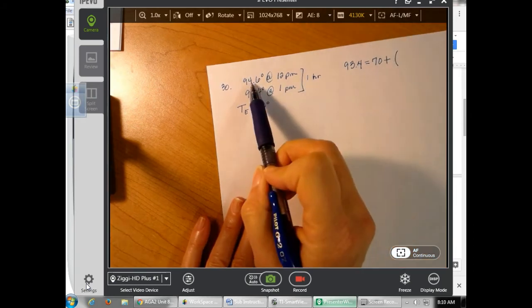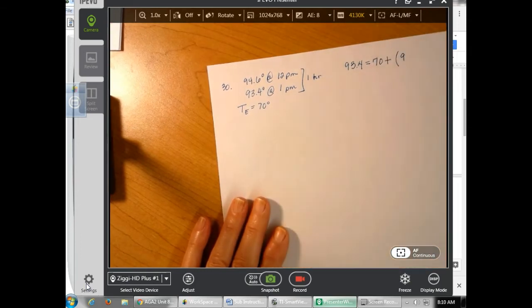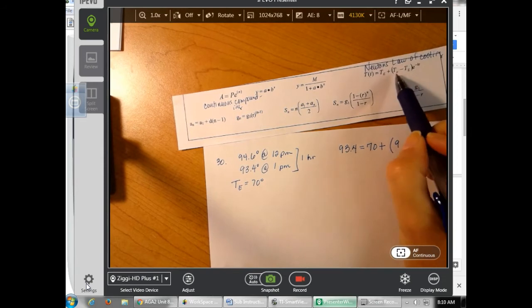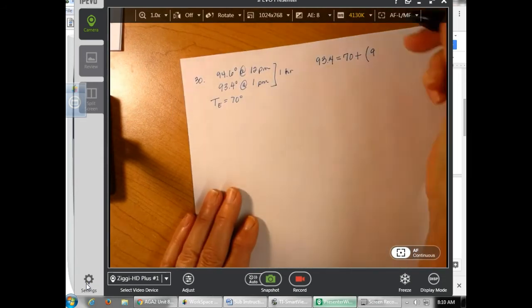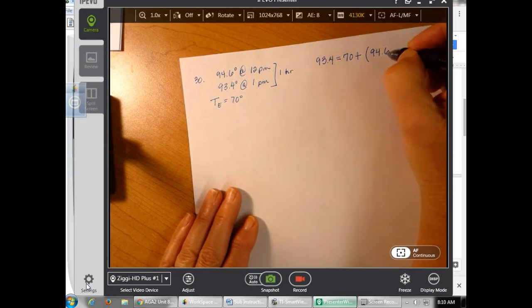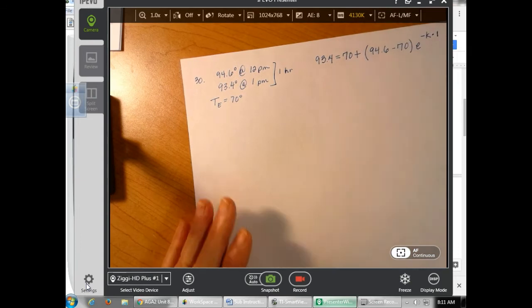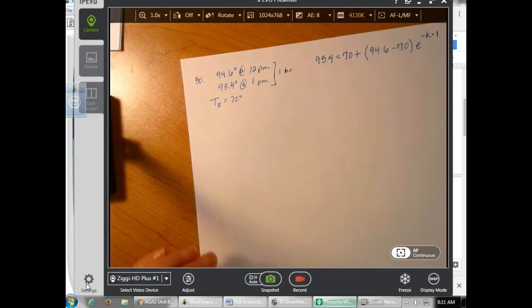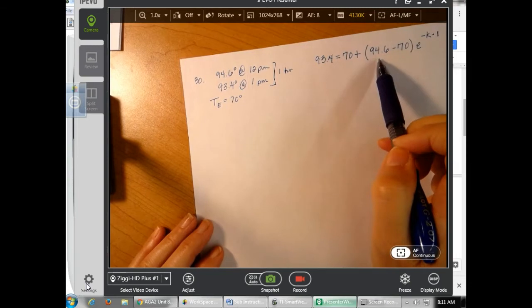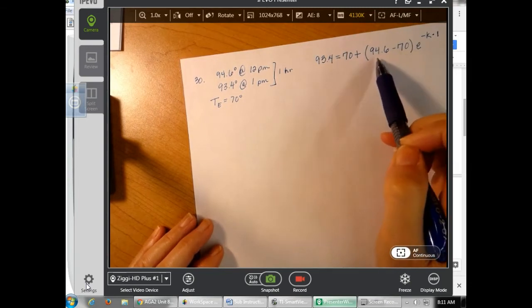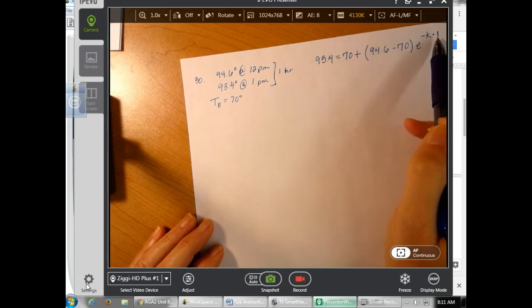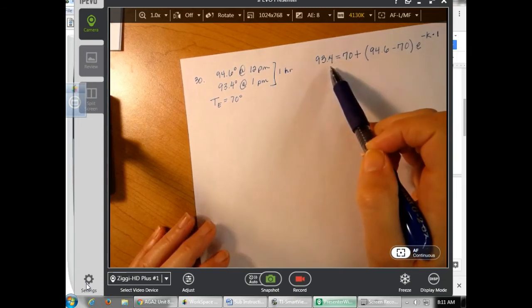And it's going to drop from 94.6. So that's my initial temperature, T sub 0. So 94.6. And then that has to be compared to the surrounding temperature, and then I have e to the negative k, and then t is just going to be a 1 because it's 1 hour, okay? So that's kind of the setup there. The temperature starts at 94.6 because the room is cooler than the body temperature. Within an hour's time, it's going to drop to 93.4, okay?